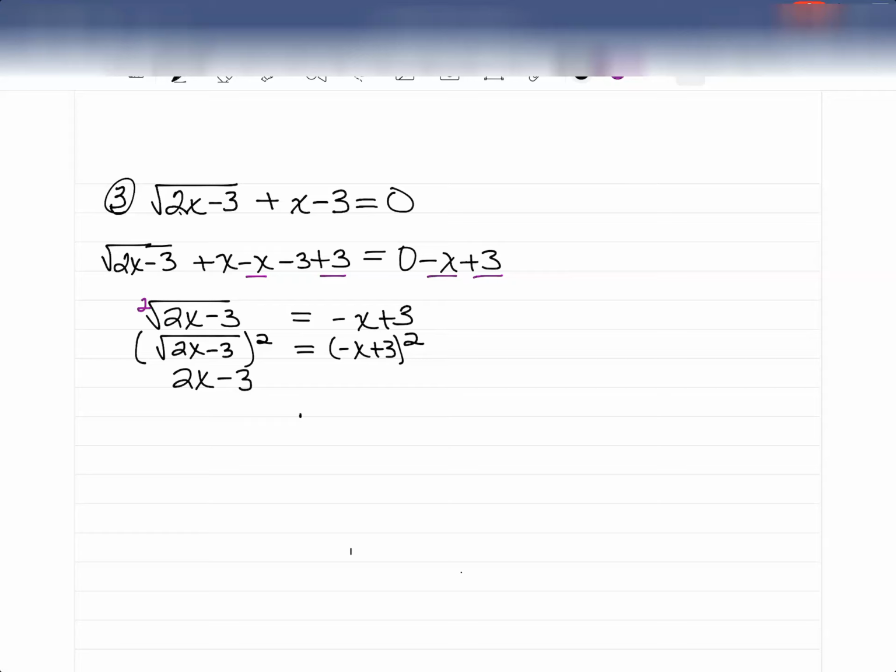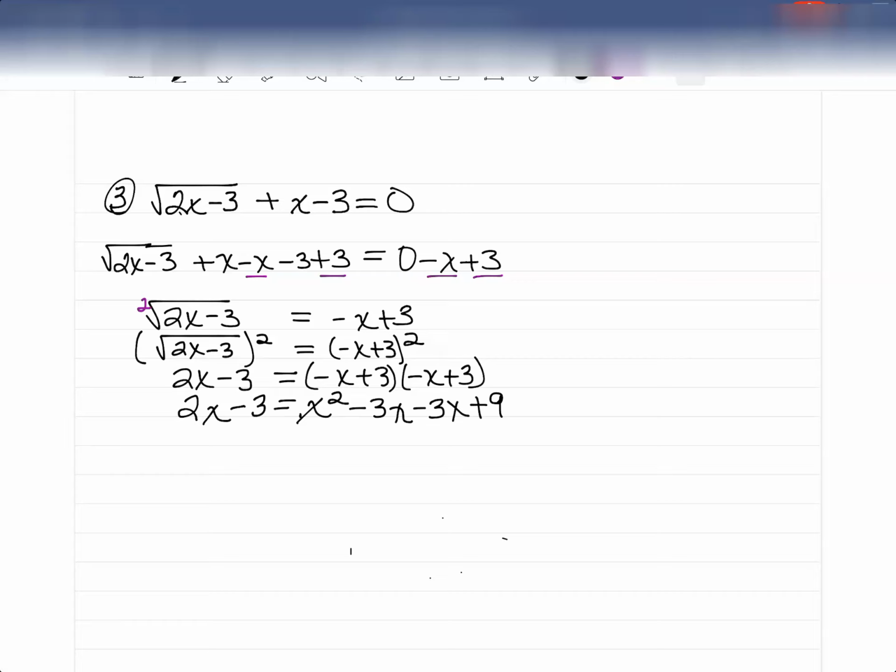On the other side, I will have to write that twice and multiply it out. A negative x times a negative x will give me a positive x squared. A negative x times a plus 3 will give me a negative 3x. 3 times negative x will give me negative 3x, and 3 times 3 will give me 9. On the other side, I'll copy down the 2x minus 3.